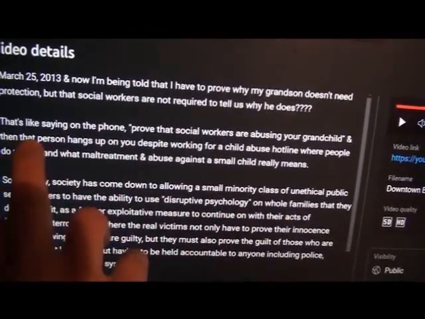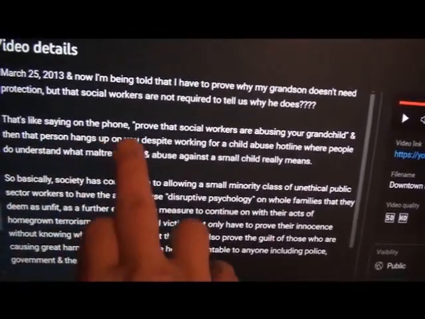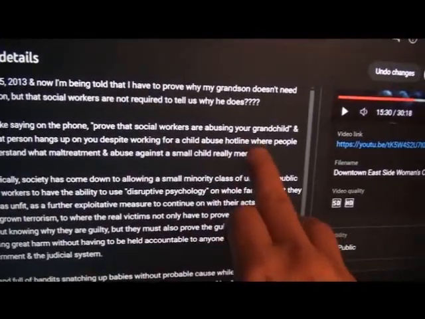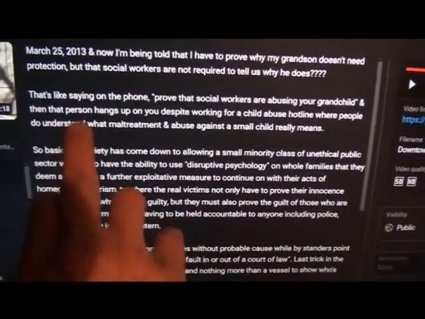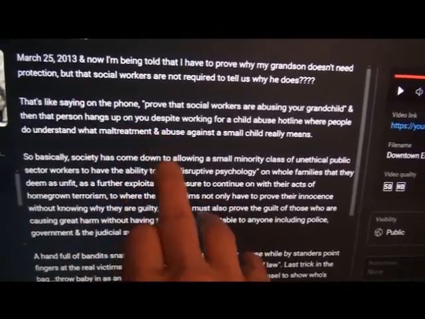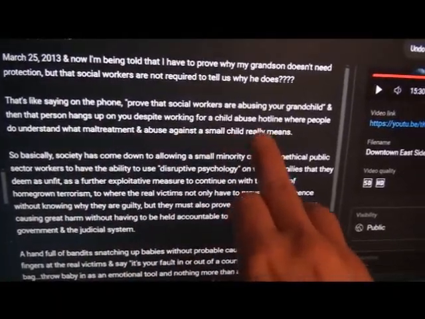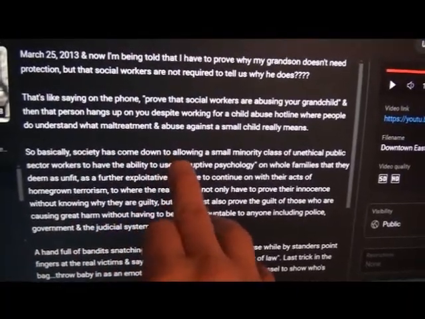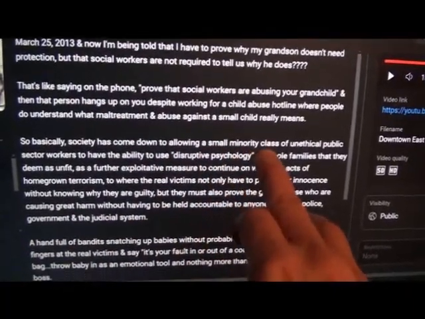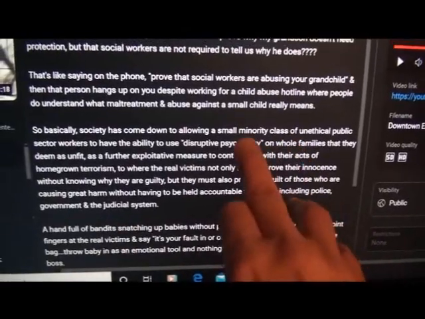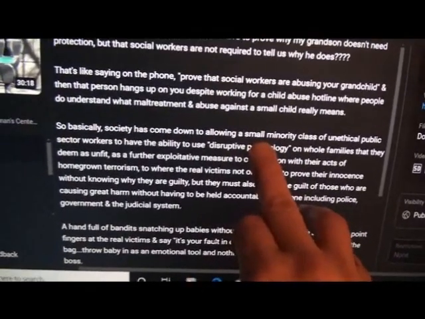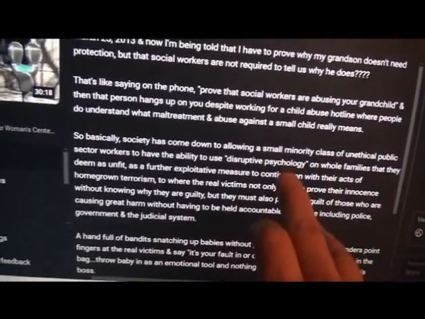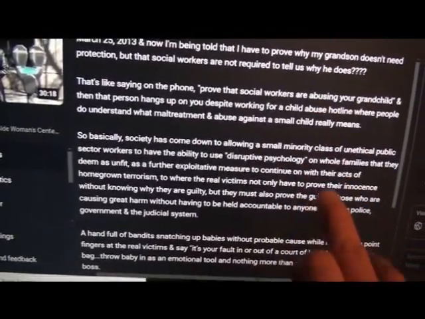And then that person hangs up on you despite working for a child abuse hotline where people do understand what maltreatment and abuse against a small child really means. So basically, society has come down to allowing a small minority class, the public union sector, in partnership with organized religion, depending on the geographical area of that religion.